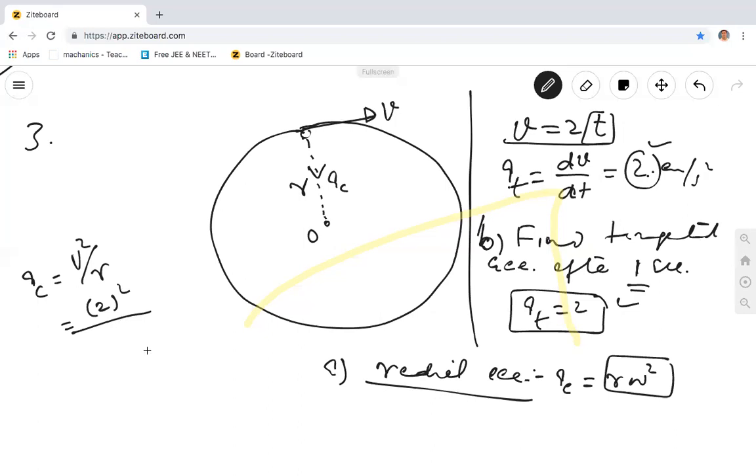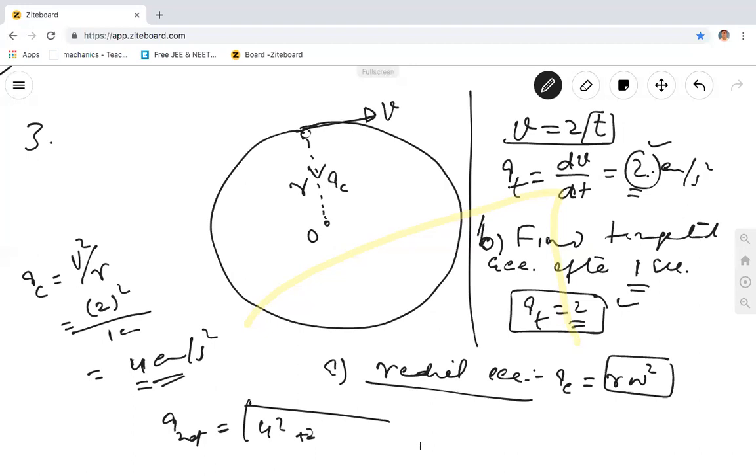1 centimeter, good. So we get 4 centimeter per second square, because everything is in centimeters. Now he says, find the magnitude of the net acceleration. Net: root of 4 square plus 2 square. That is root of 16 plus 4, that is root 20. You can find the answer now.